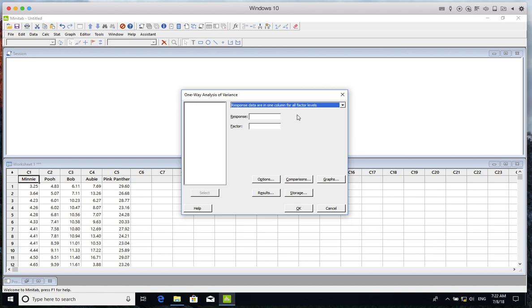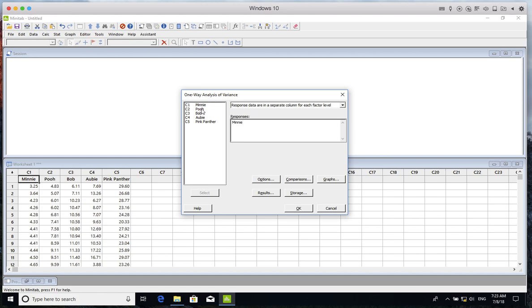One way ANOVA is equivalent to two sample t-tests with pooled variances. We assume that the variances are almost the same. Here for the first option I choose having data in different columns, so then I click inside responses and select my columns by clicking on them.